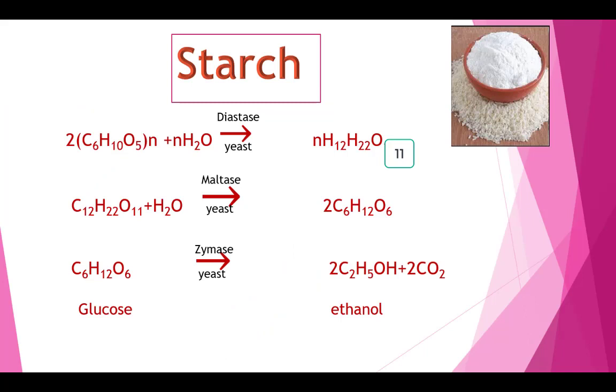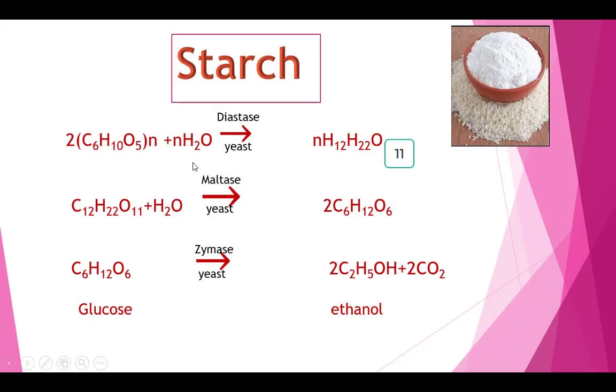On industrial level, ethanol can also be obtained from starch. Look at this. This is the chemical formula of starch. There are so many sources of starch. Rice is a very common and most abundant source of starch.